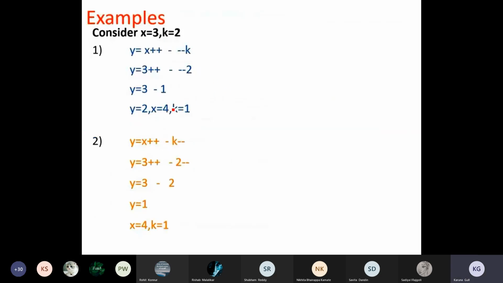Some more examples are there, people can check it out. Now y is equal to x plus minus minus minus k. x is equal to 3, k is equal to 2 there. Now what is your expectation for this?